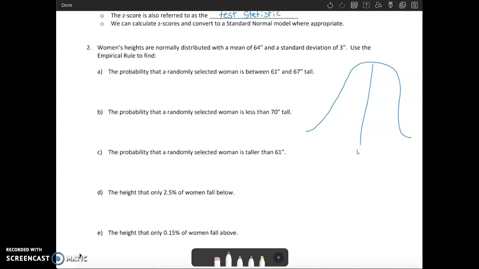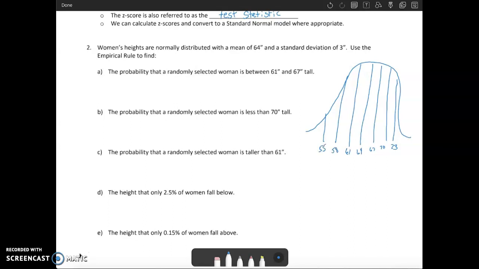But we know the mean is at 64, and then we know if we go out 1, 2, 3 on the right, and 1, 2, 3 on the left, we should be counting by 3 inches each, since that's the standard deviation. So let's see, we would have 67, 70, and 73 here, and then let's go down, we would have 61, 58, and 55.